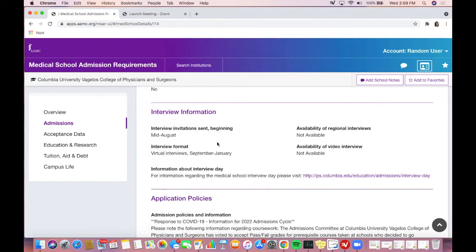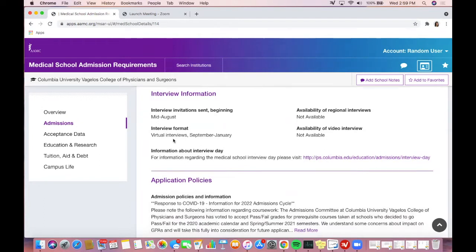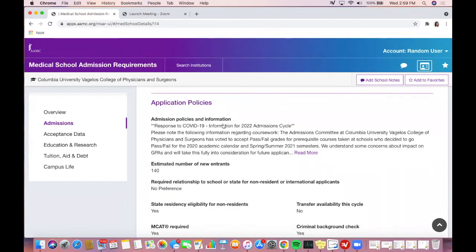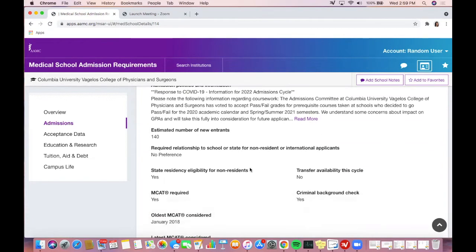So interviews at Columbia begin in mid-August, right? So that's really good to know. And then the interview format. Interestingly, Columbia, it looks like, is having virtual interviews, starting this year. So we have to see if that changes. This information is updated every April. So I would assume that this is accurate for the upcoming cycle, that Columbia will be continuing with virtual interviews. Okay. And then here they discuss some COVID policies for 2022.